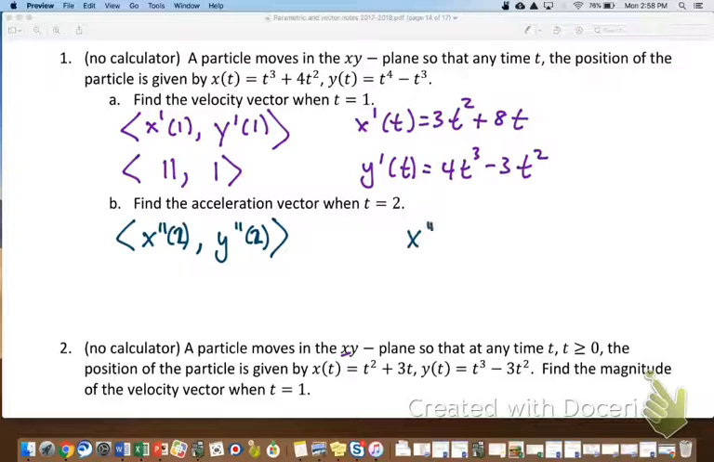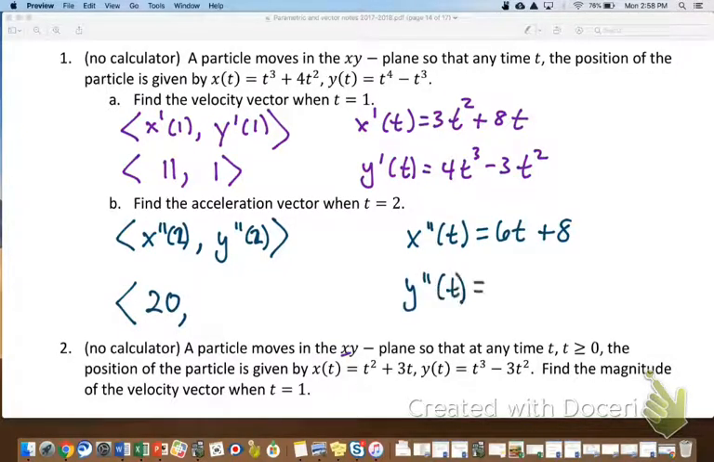So x double prime of t would be 6t plus 8. So this would be 12 plus 8. So I got 20, comma. y double prime of t would be 12t squared minus 6t. You plug in a 2, you get 48 minus 12. Y'all get this? 20, comma 36.